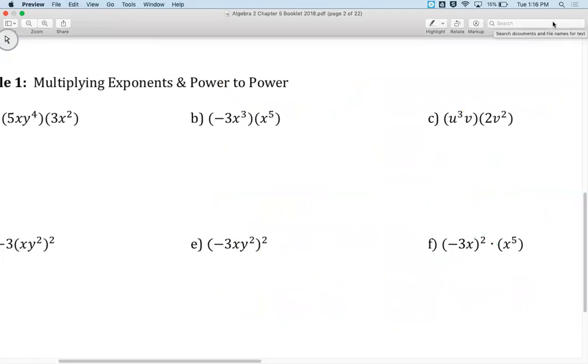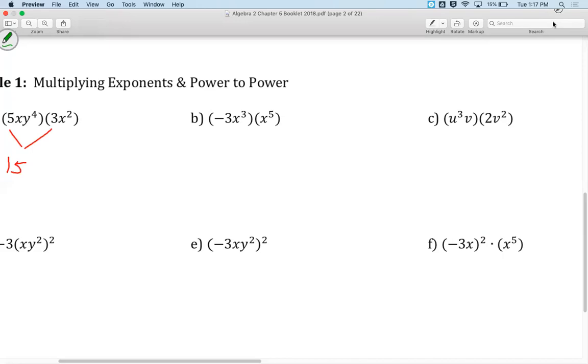So here, multiplying exponents and powers to a power. What a lot of kids struggle with is whether to multiply or add, but it really comes down to the coefficients where they struggle. It's not necessarily the exponents, but the coefficients. So be careful with that. Even though I'm going to add my exponents, I still need to multiply my 5 and 3. So I do 5 times 3, that's going to give me 15.